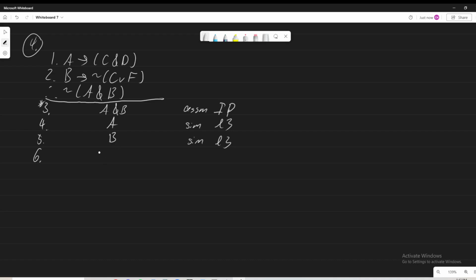So line 1, if A, then C and D. We have A on line 4, so we'll derive C and D. That was, again, using modus ponens with lines 1 and 4. Well, now I have another conjunction. I might as well simplify that one too. So C, simplifying from line 6, and D, simplifying from line 6.